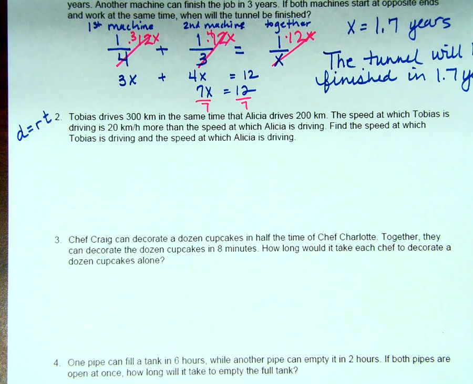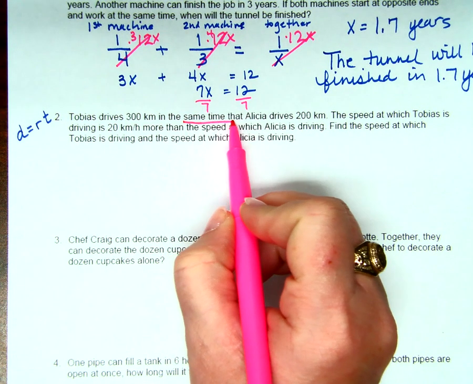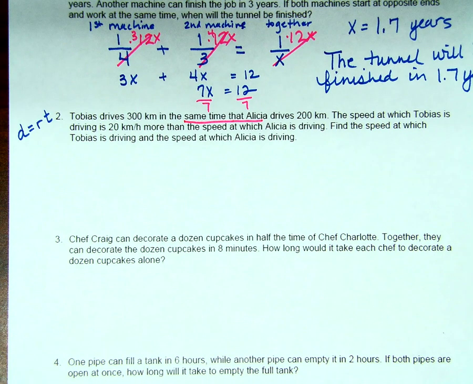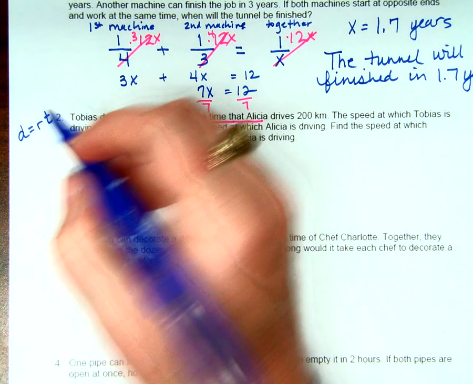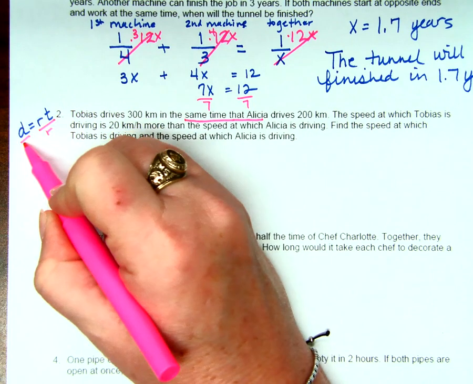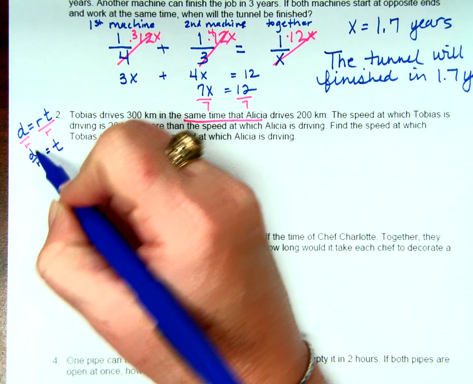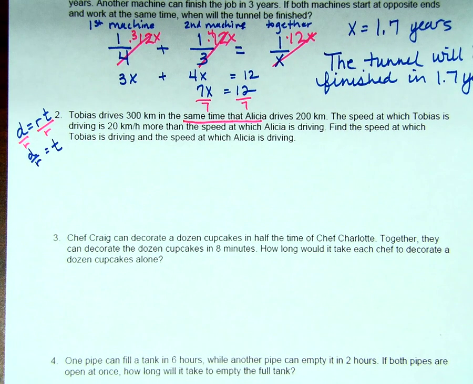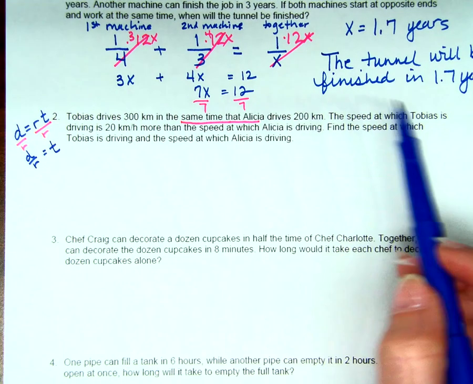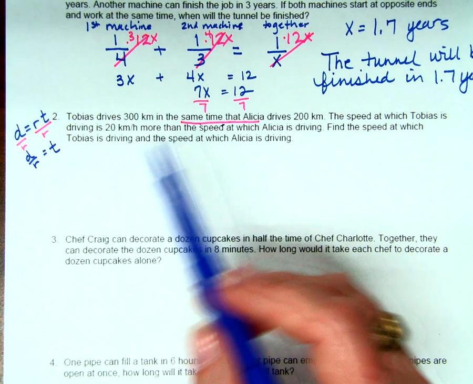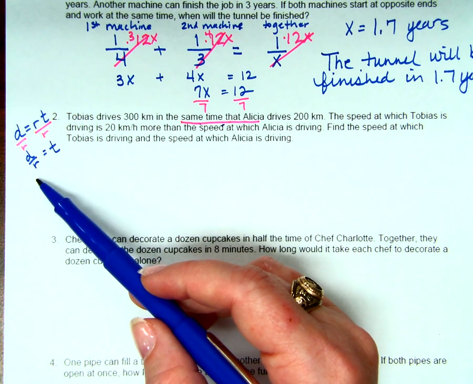Distance, how far you're going to travel, equals the rate that you're traveling times the time that you're traveling. Okay? Do we know Tobias's distance? Do we know Tobias's rate? Do we know Tobias's time? Kind of. I know that it's the same time as Alicia. Well, if I know it's the same time as Alicia, what if I divided both of these by R? Wouldn't that give me the same equation but equal to time? And if we know the equation equal to time, and we know that Tobias and Alicia's time are equal, couldn't I set their distance and rates equal to solve?